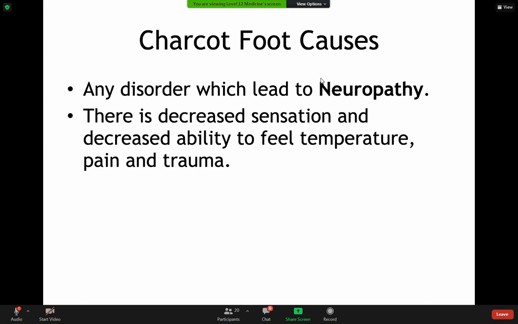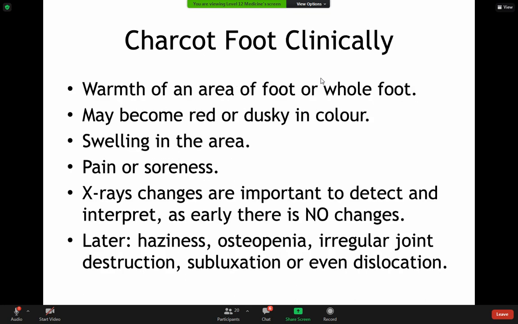So causes of Charcot foot, any disorder, like I said, which lead to neuropathy. There is decreased sensation and decreased ability to feel temperature and pain and trauma in the foot. Clinically, there is warmth in part of the foot or the whole foot. It may become red or dusky in color. There is swelling in the area. There is pain or soreness. X-ray changes are important to detect and interpret, as early there are no changes. So you have to have a very high index of suspicion. Later on, you start to see haziness, osteopenia, and irregular joint destruction, and further on you see subluxation or even dislocation of the joints.